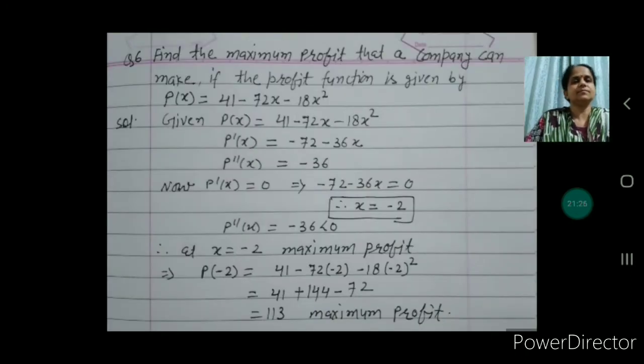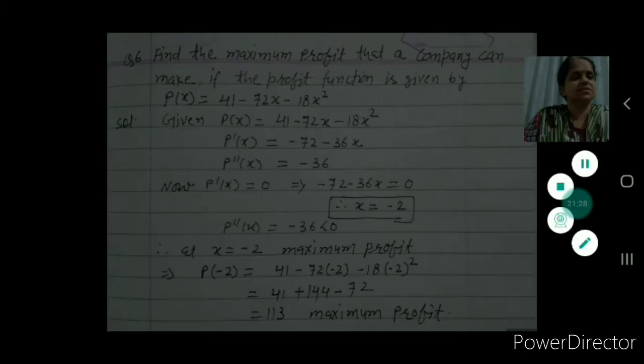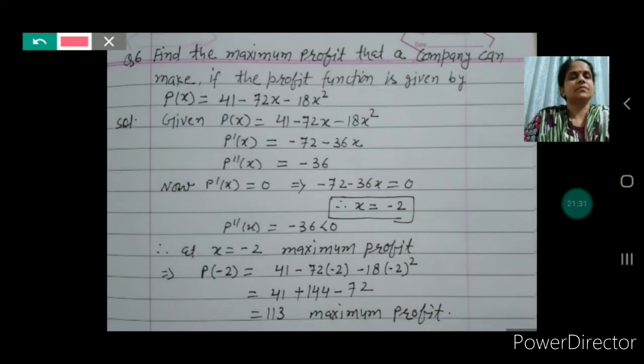Okay students, it is question number 6. Here, find the maximum profit that a company can make if the profit function is given by P(x) = 41 - 72x - 18x². Okay, so first write the given function and now find P'(x), the first order derivative. You will get -72 - 36x, and now find P''(x). It is -36.